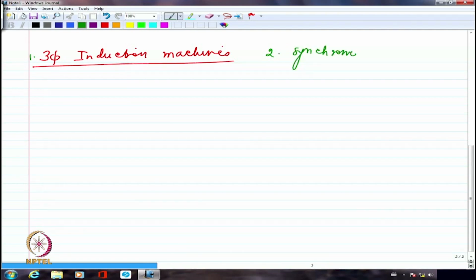Okay? The induction machine, generally, by and large, is used as a motor, whereas the synchronous machine, by and large, is used as a generator. Definitely, there are other applications as well, that is, induction machine used as a generator and synchronous machine used as a motor as well. But by and large, in most of the cases, you would see that the induction machine is normally run as a motor and the synchronous machine is normally run as a generator.